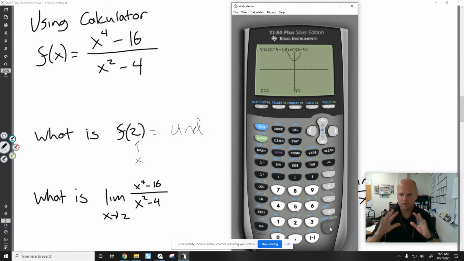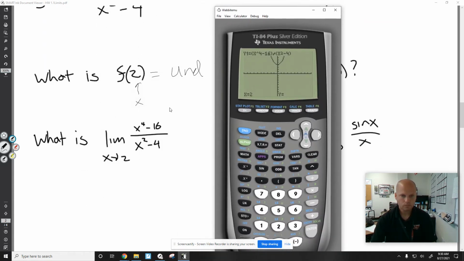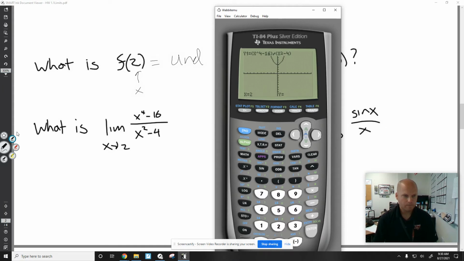At 2, Y is empty. Okay? So what that's telling me is that this function, though it looks like a nice parabola, actually has a hole. It has a hole at 2. There's a hole at -2 too. The question is, what is the limit? Okay, well, you got to think about it.